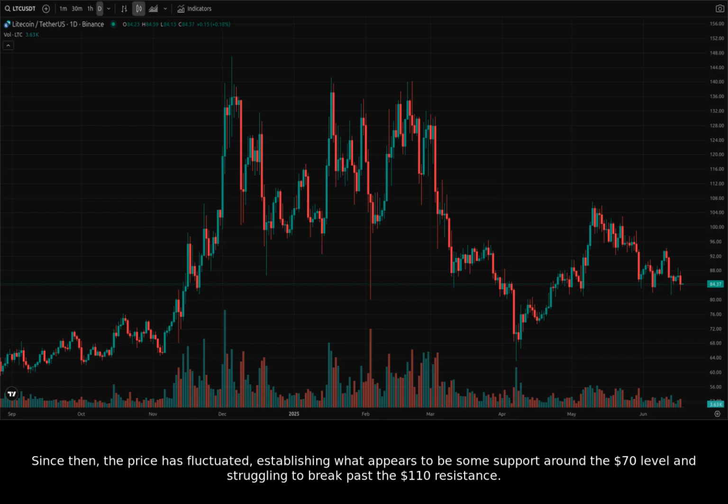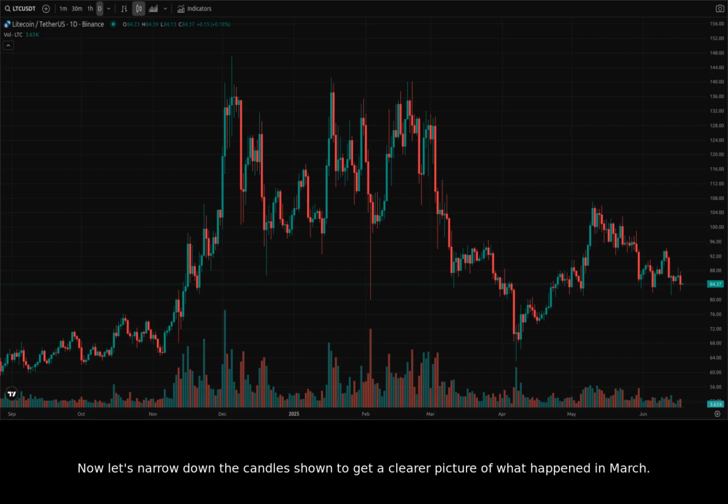Since then, the price has fluctuated, establishing what appears to be some support around the $70 level and struggling to break past the $110 resistance. Now, let's narrow down the candles shown to get a clearer picture of what happened in March.